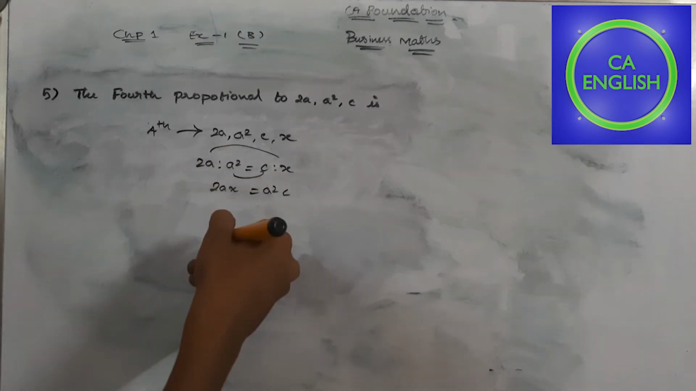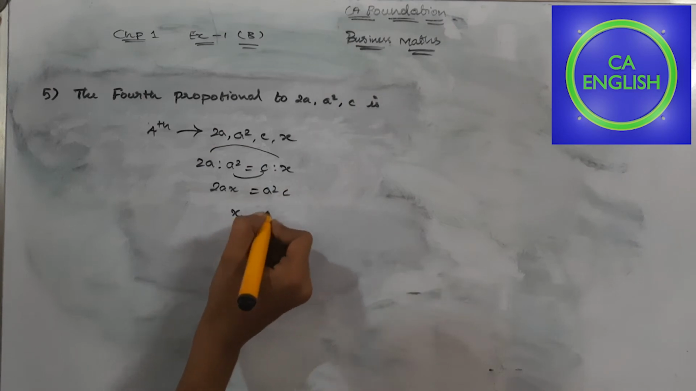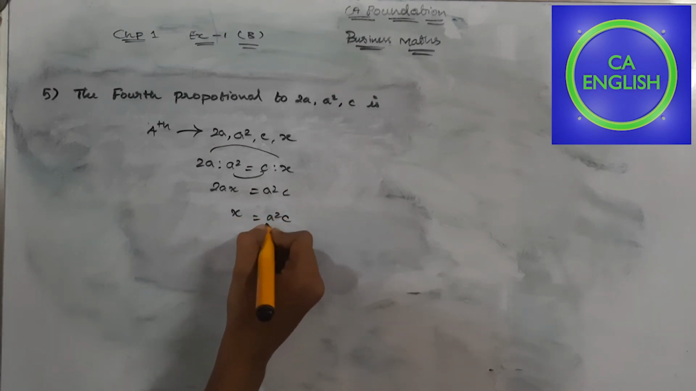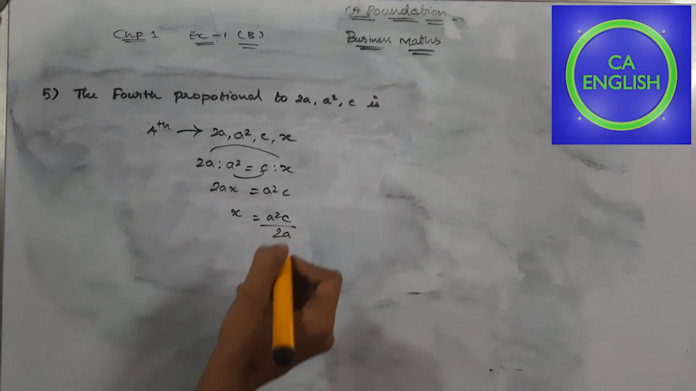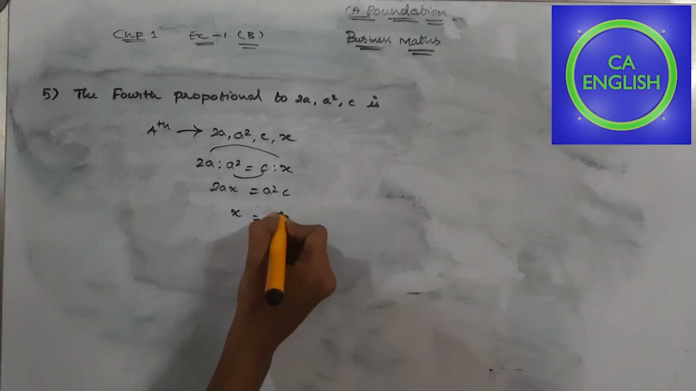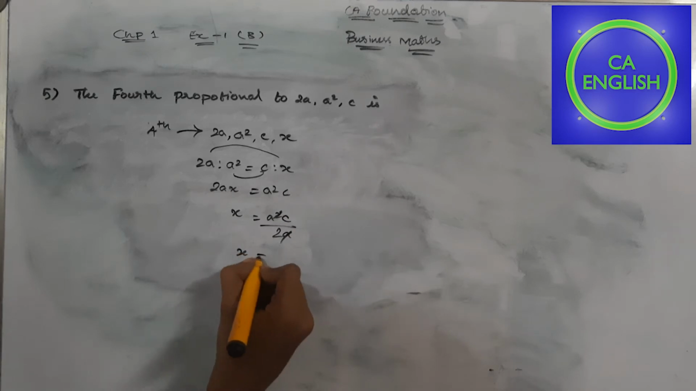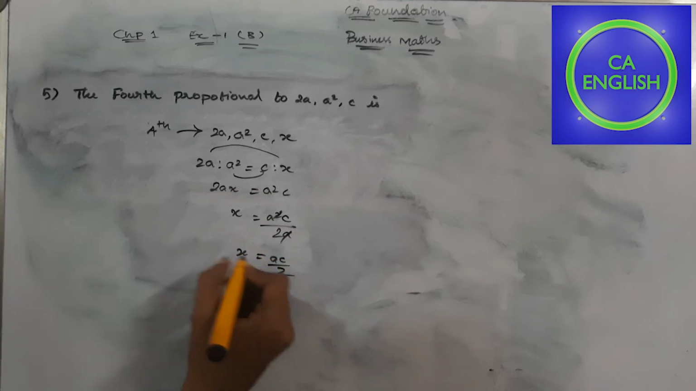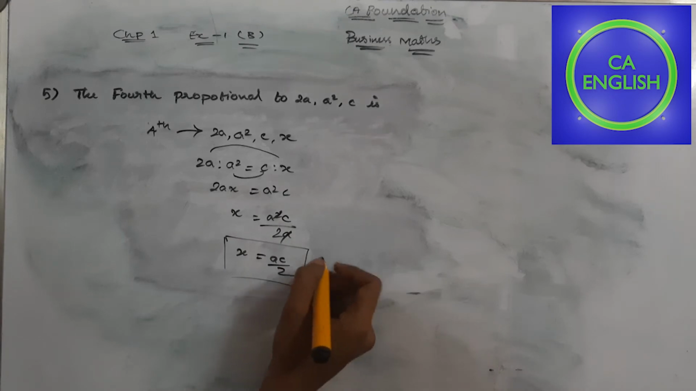No, place the x in this side. Then a square c divided by 2a. Okay, and there is a to cancel. We can cancel it. AC divided by 2 is the answer. Option A.